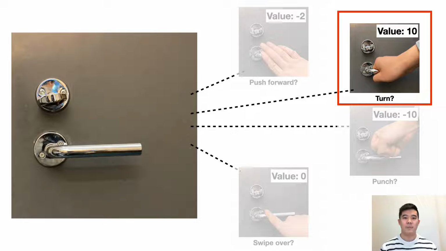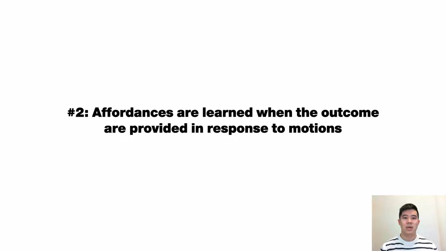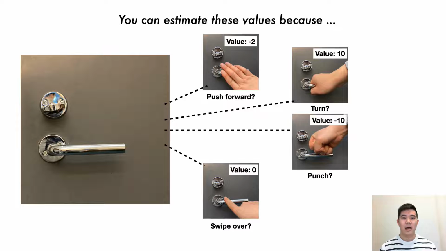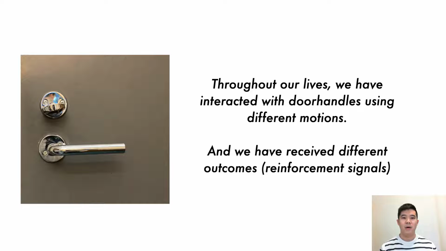The second principle is that affordances are learned when the outcome, also known as the reinforcement signals, are provided in response to motions. Remember this handle? Well, we previously mentioned that you can generate the value for each action. And the reason is that we have interacted with handles a lot of times in our lives. Sometimes we did the right action and received a positive outcome. Some other times we might do it wrongly and received a negative outcome. These experiences gradually shape our behavior and let us know the most valuable action to be performed here is to turn it.